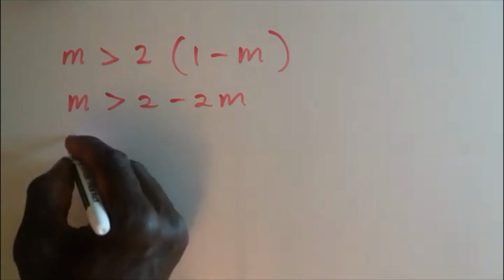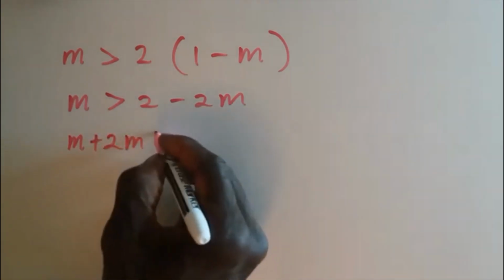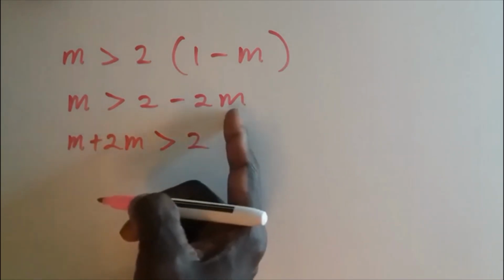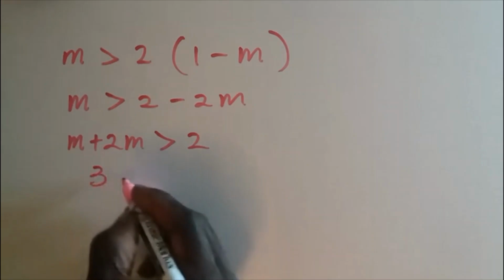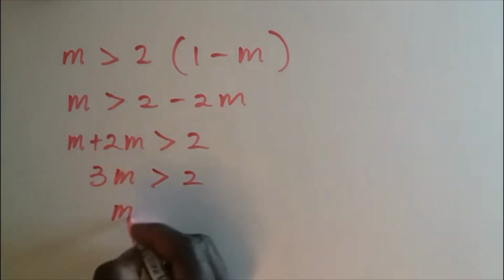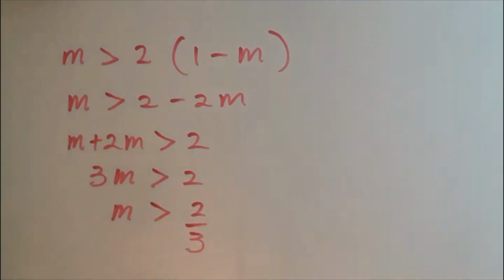So we have m add 2m is greater than 2. If you add 2m to this side, it cancels to 0. Now we have 3m is greater than 2, so m must be greater than 2 over 3.